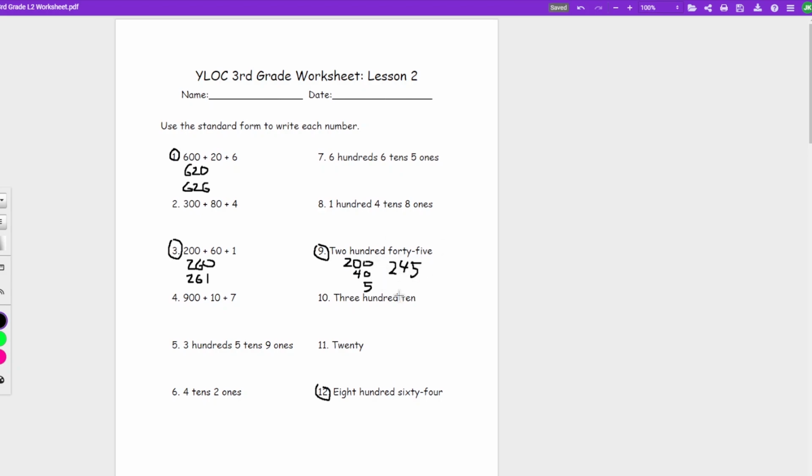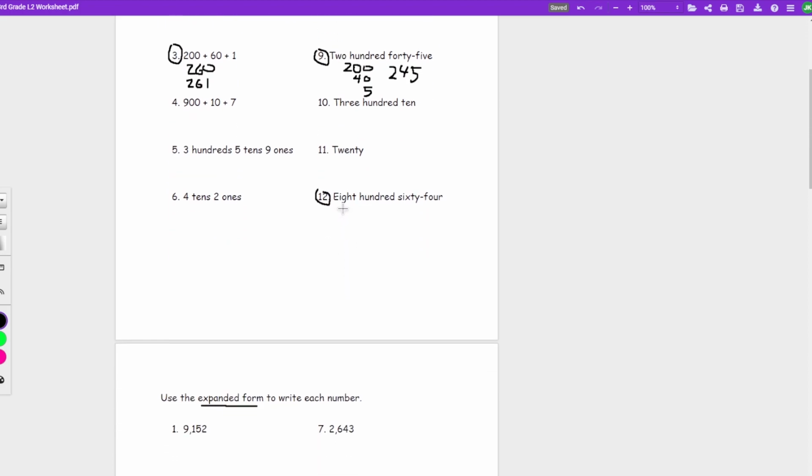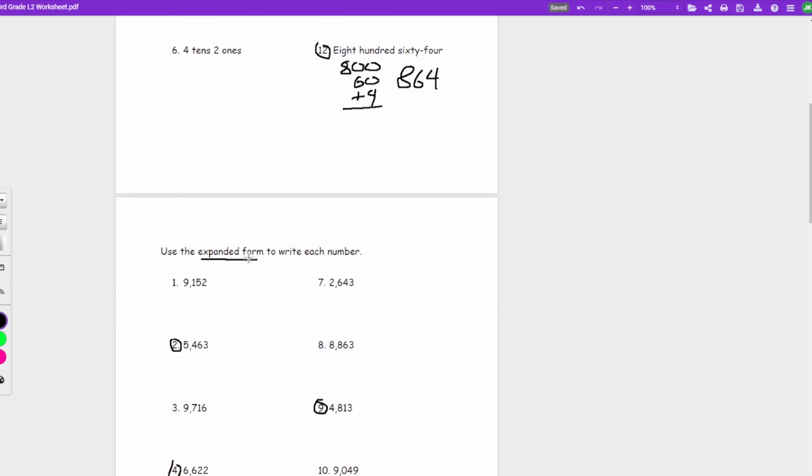245. Number 12, 864. So if I write out 800 and then 60, if I write out 4, and then if I add them all together, I get 864, and that's how I'm going to write them out. And use the expanded form to write each number.